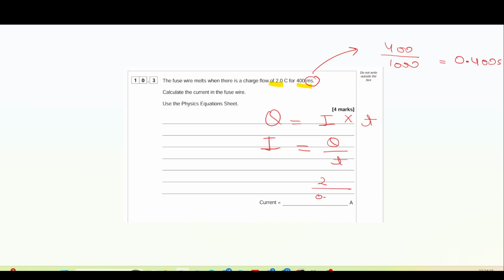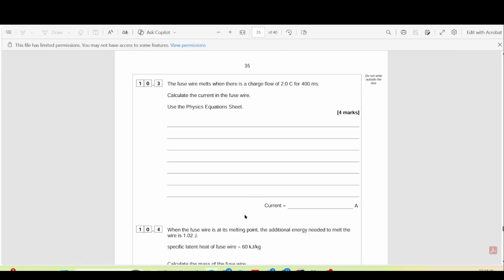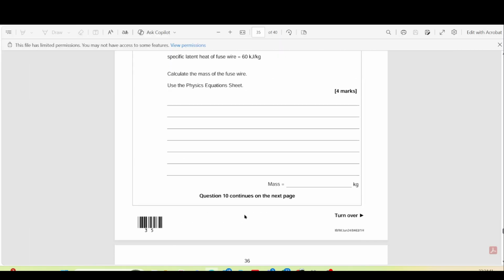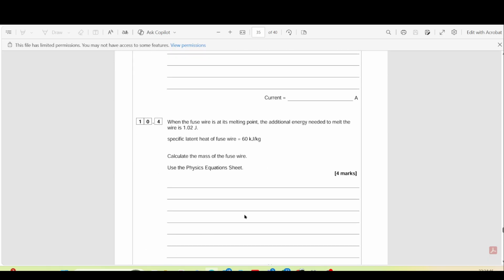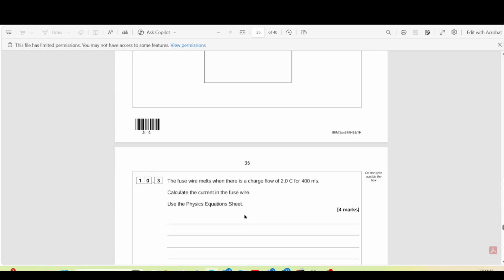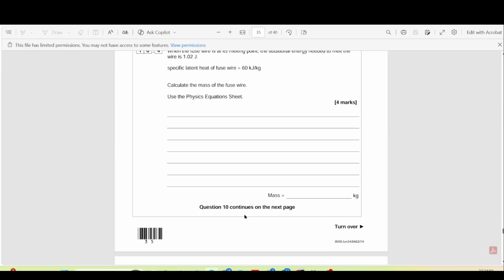So 2 divided by 0.4 will give you the current, which equals 5 amps. Very good. Yes, 5 amperes, that's absolutely correct. We are just left with two more questions. Let's finish it.